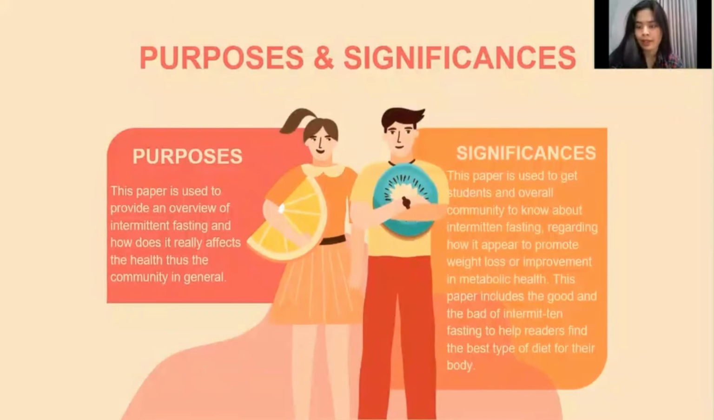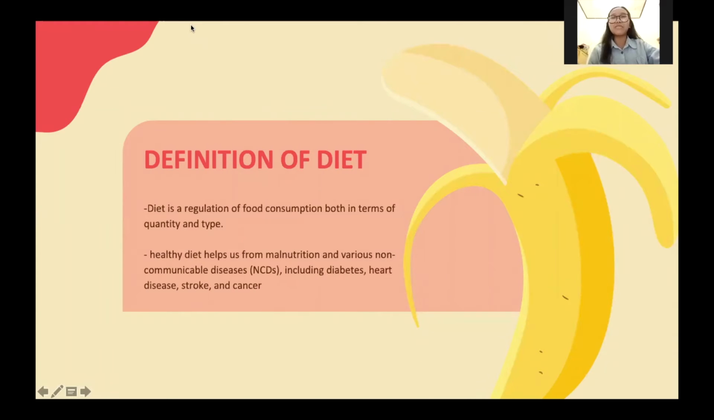Hello doctor, my name is Ana Agung Ayurwetendra Putri, NIM 174, and now I will explain about the purpose and the significance. The purpose of this paper is to provide an overview of intermittent fasting and how it affects the community in general. The significance is for students and the overall community to know about intermittent fasting, regarding how it appears to promote weight loss and improvement in metabolic health. This paper includes the good and the bad of intermittent fasting to help readers find the best type of diet for their body.